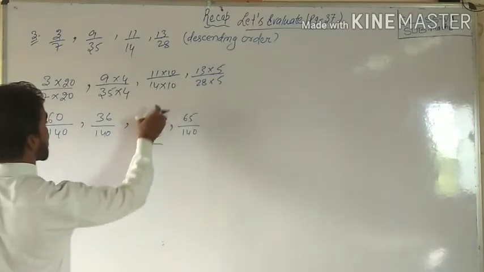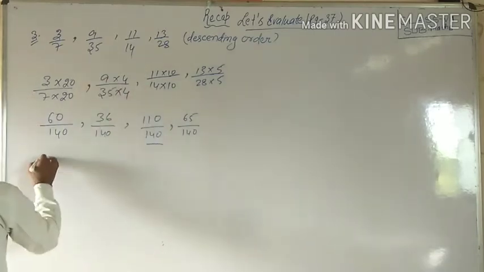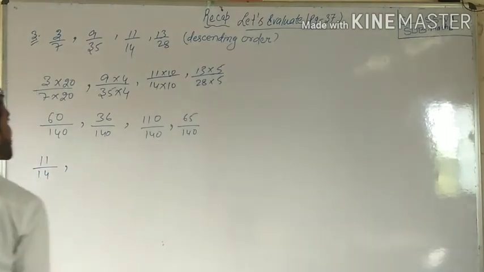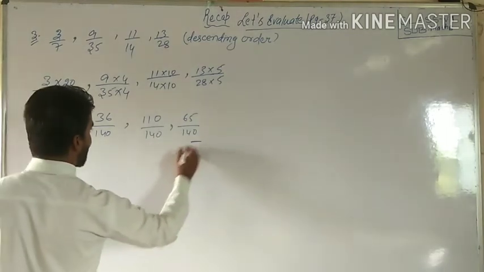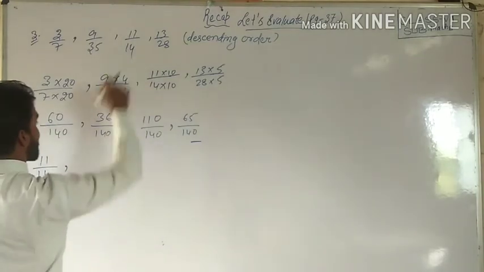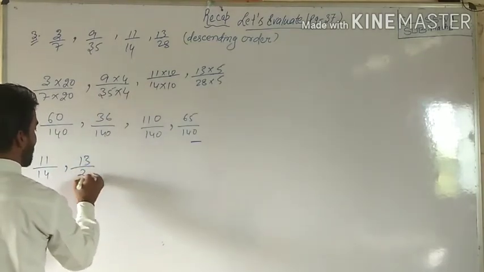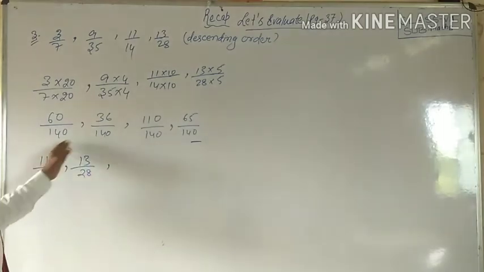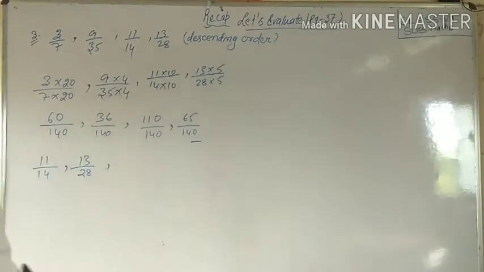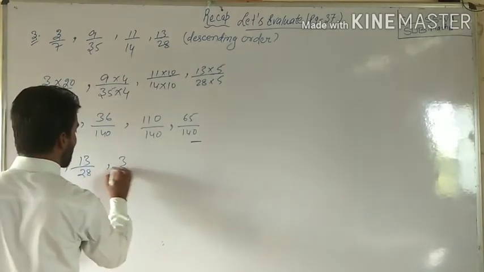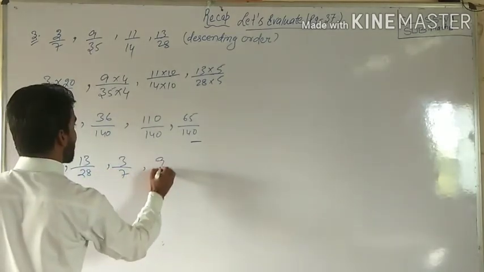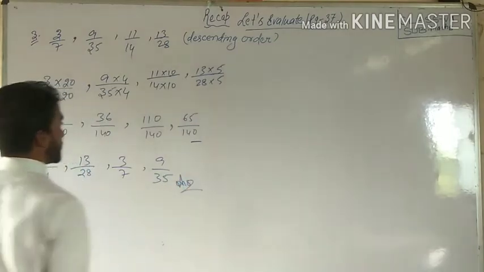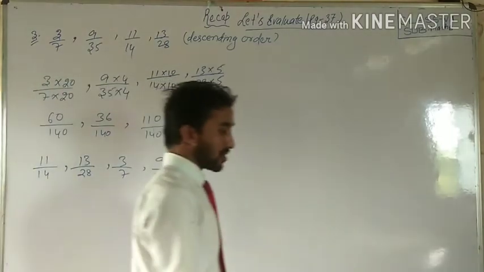110 by 140 is written instead of 11 by 14, so we will write 11 by 14 first. Then, after that, which fraction is greater? 65 is written instead of 13 by 28, so the second number is 13 by 28. After that, 60 by 140 is written instead of 3 by 7. And at last, 9 by 35. I hope, students, you have understood very well how to solve such types of questions.